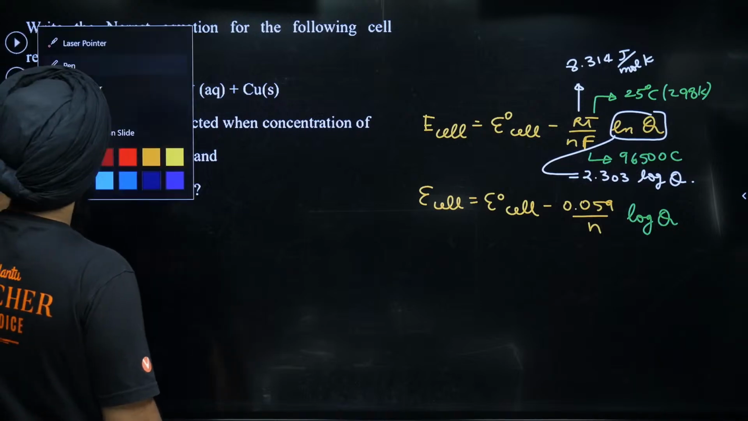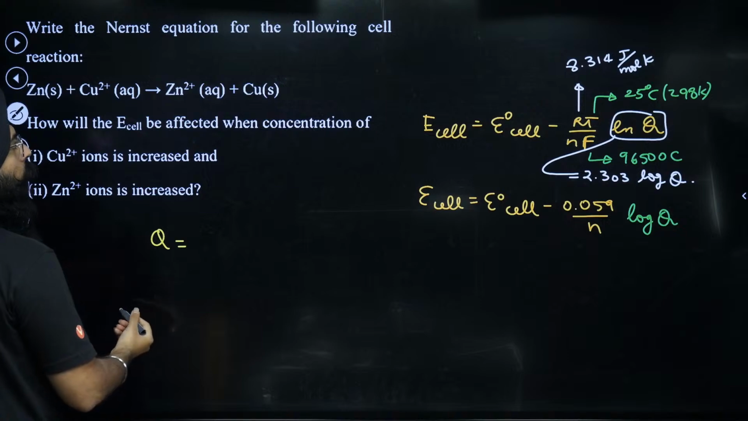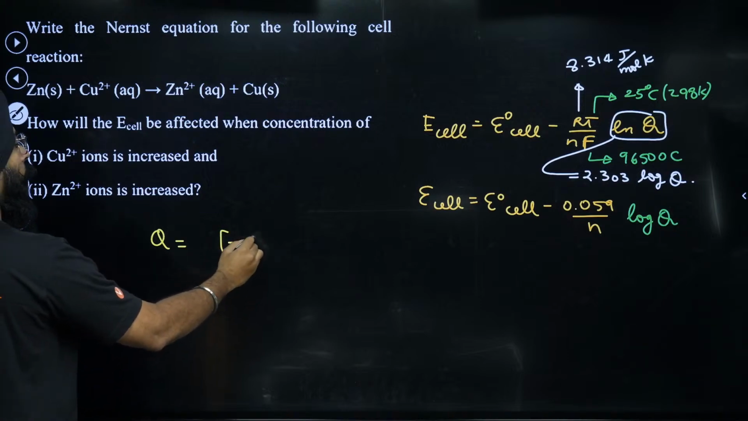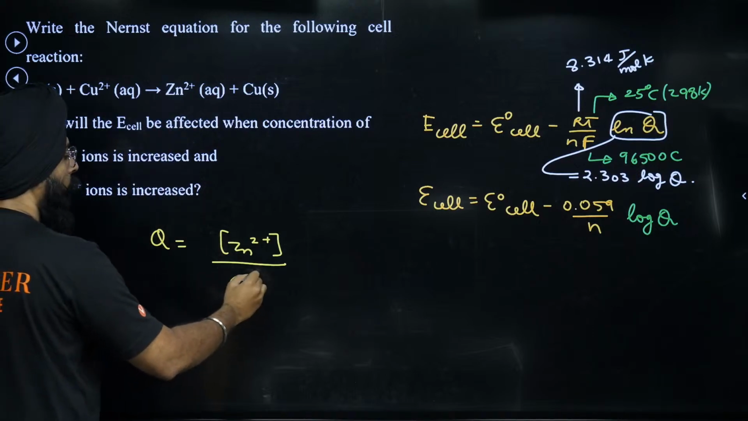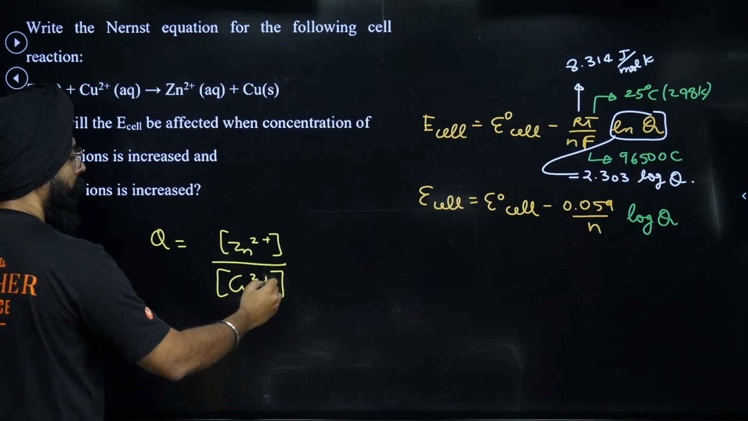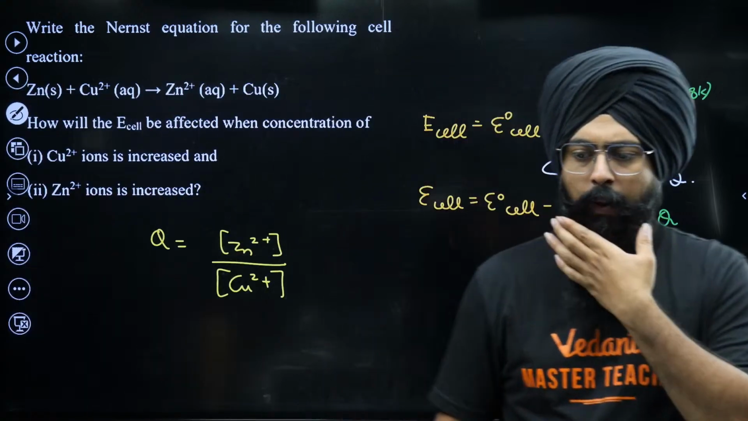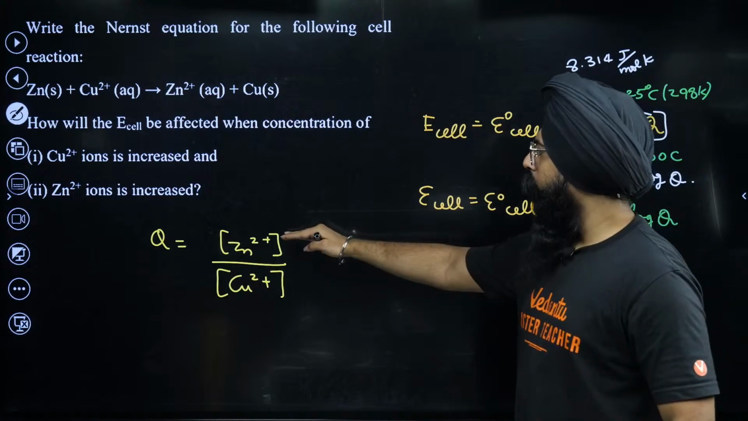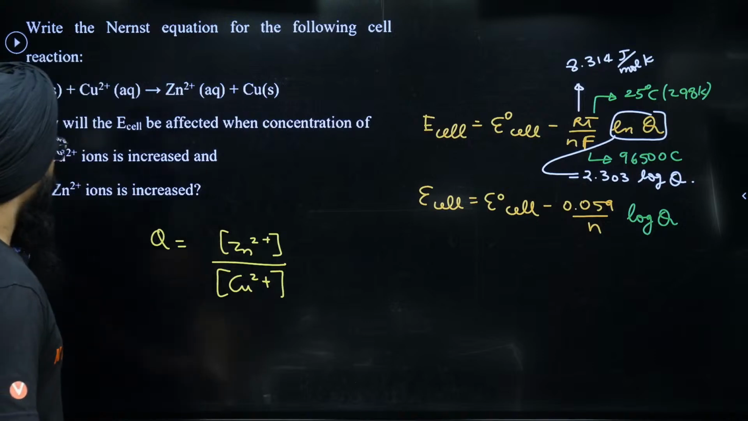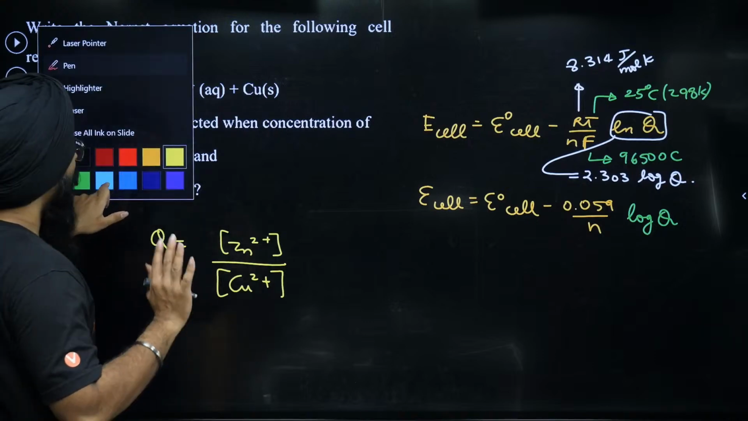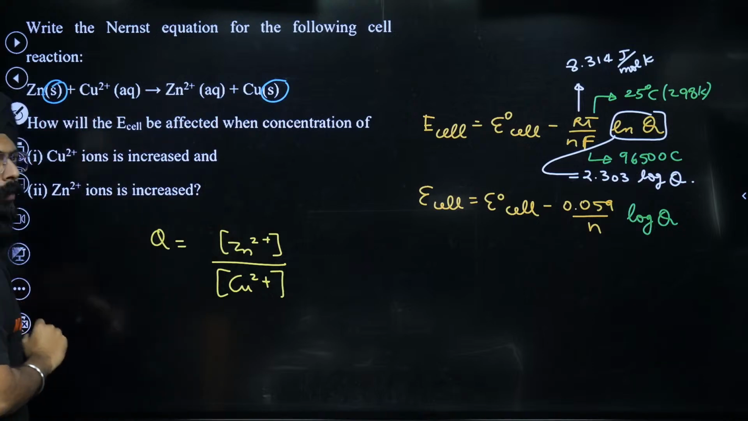Now for the chemical equation that is mentioned, do you realize what is Q? Q would be zinc 2 positives concentration divided by copper 2 positives concentration. It will be zinc 2 positives concentration divided by copper 2 positives concentration. Okay. Now, what we ignore over here is these pure solids.